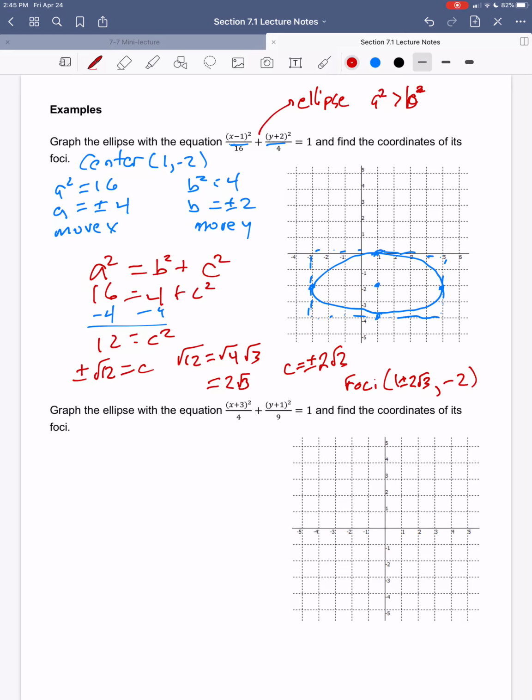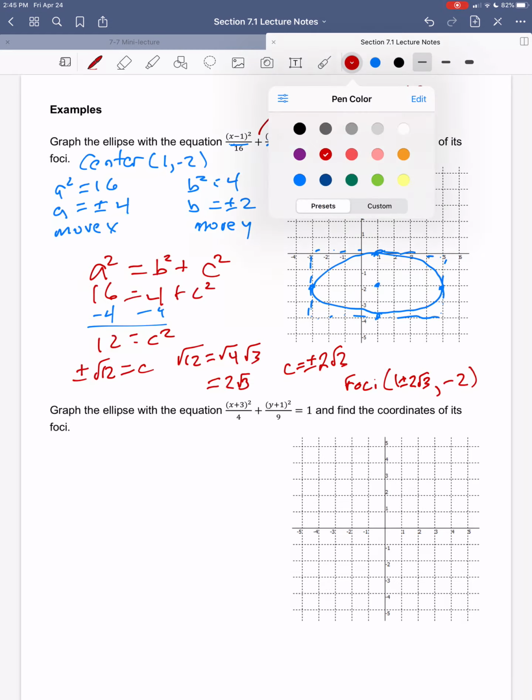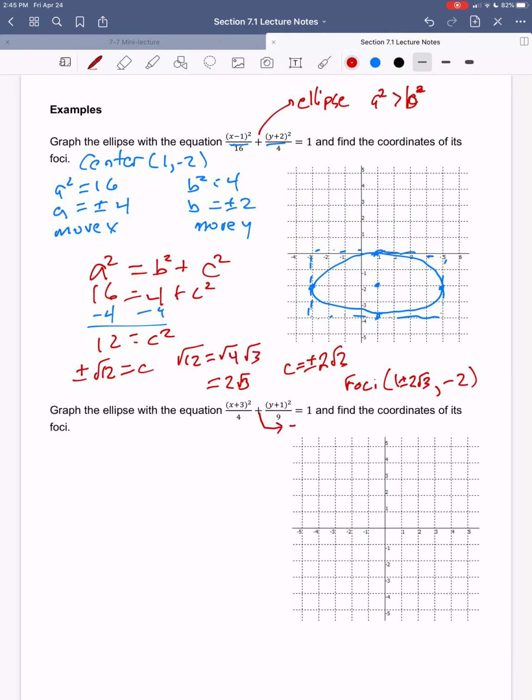All right, this other example here, again, since this is a plus, that's an ellipse. That means a squared has to be bigger than b squared. For my center, I look at the numerator here, and I say, what would I have to put in to get 0? I'd have negative 3 and negative 1. It's just the opposite of those numbers. A squared is always bigger than b squared, so that means a squared here is going to be the 9. It's going to be a vertical ellipse.